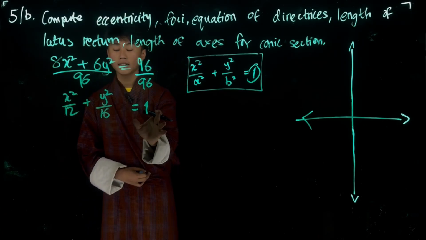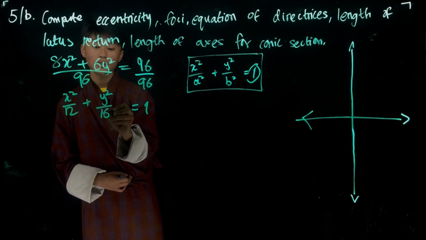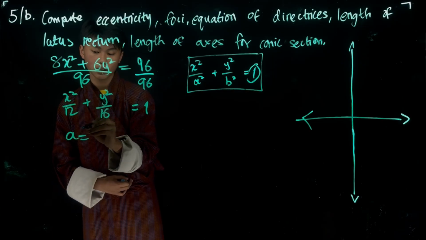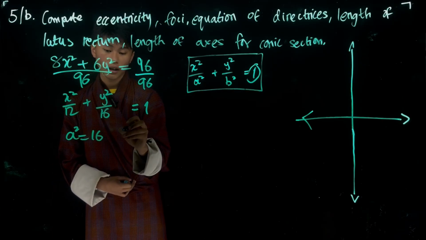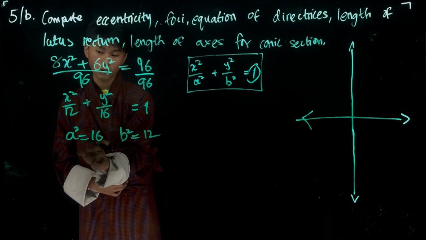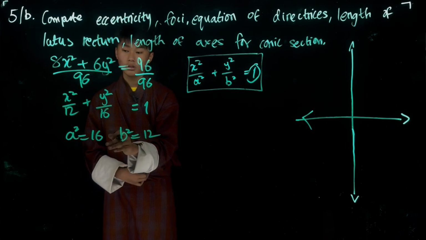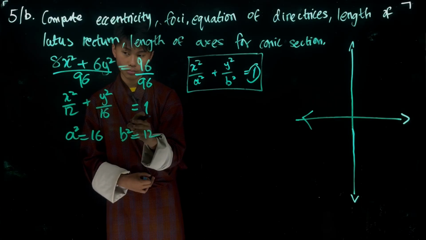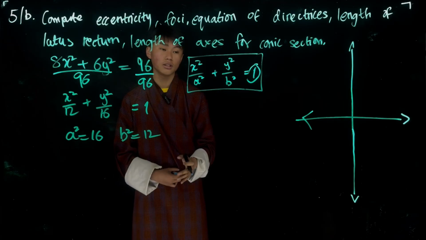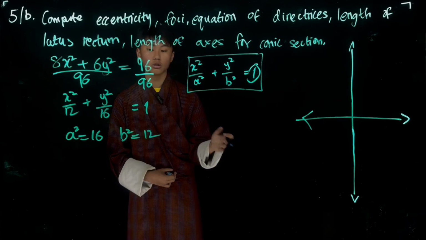Now keep in mind that in an ellipse specifically, the greater denominator will always be equal to a squared. So a will be 4 in this case, a squared will be 16, and b squared will be 12. The greater denominator will always be a squared, and the smaller denominator will always be b squared. So keeping this in mind, we have the values of a, we have the values of b as well. And our equation looks very similar to the standard equation of the ellipse. By having these values, you should be able to visualize what your ellipse looks like.